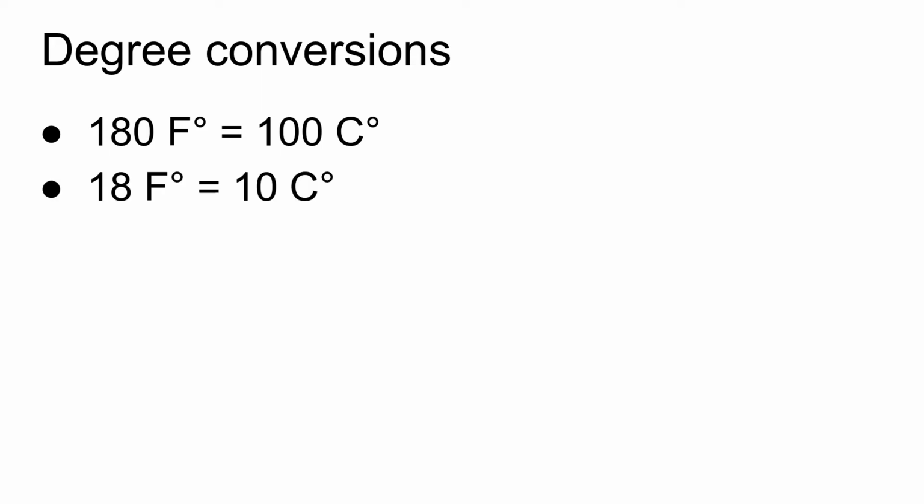One of the reasons you really need to pay attention to this is the way you convert degrees is different than the way you convert temperatures. With degrees, you know that there's 180 Fahrenheit degrees between boiling and freezing, and there's 100 Celsius degrees between boiling and freezing. So if we divide both sides by 10, we get 18 Fahrenheit degrees equals 10 Celsius degrees. If we simplify that down to 1 Celsius degree, 1.8 Fahrenheit degrees equal 1 Celsius degree. So every time the temperature goes up by 1 Celsius degree, the temperature would go up by 1.8 Fahrenheit degrees.